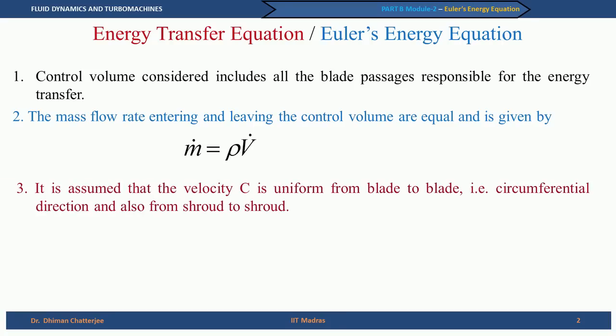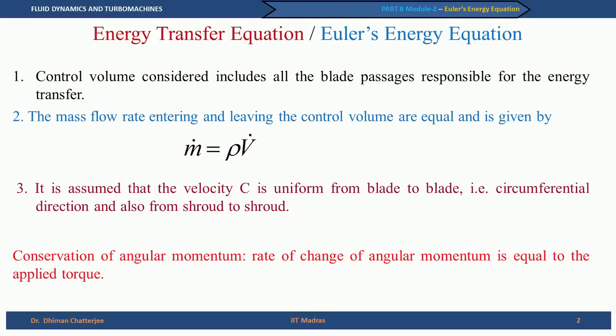It is assumed that velocity c is uniform from blade to blade, that is along the circumferential direction, and also from shroud to shroud. If you remember, in the last class we talked about vane congruent flow, which means the flow is identical in all vanes, which also means there is flow uniformity from blade to blade. Further, the flow is uniform and identical from shroud to shroud.